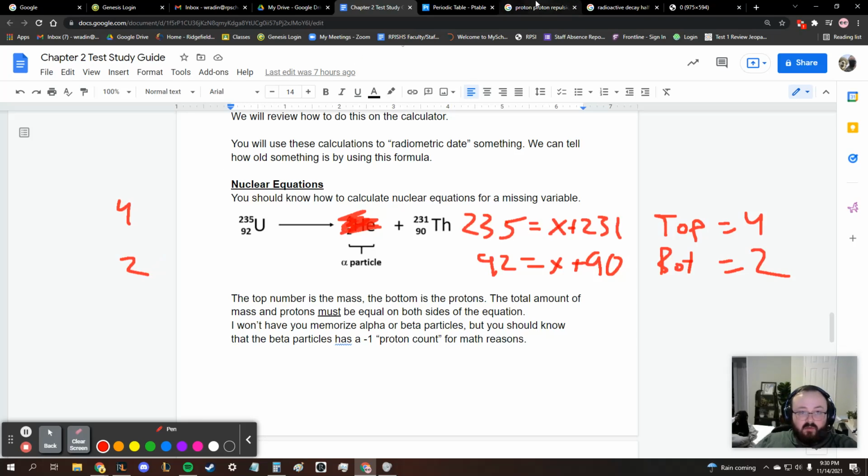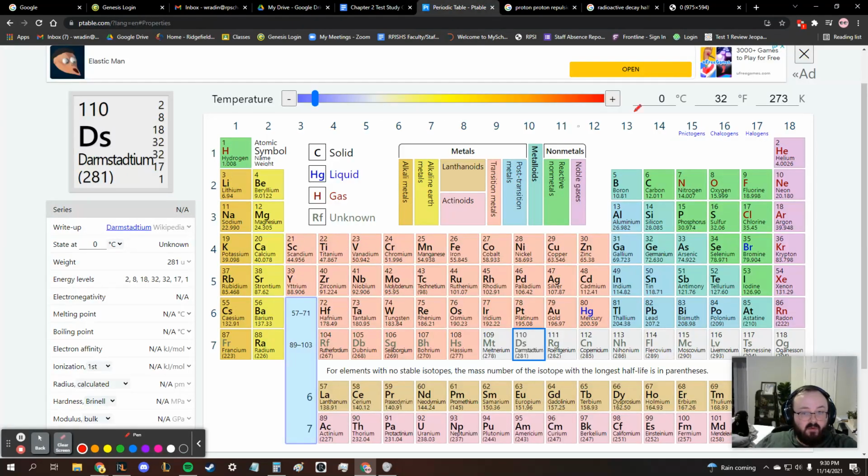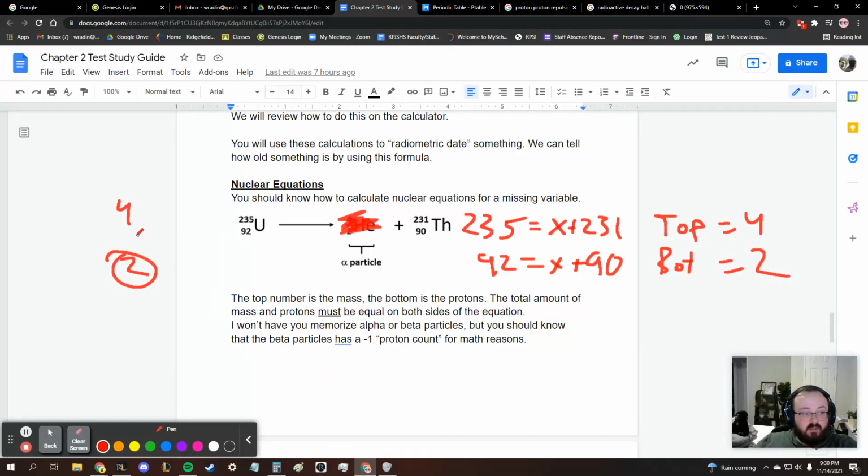And then you're going to need to look up. You're going to need to know, I have the bottom number here is protons. Go to your periodic table. Here is number 2. So that is helium. All right. You're going to have to do that.